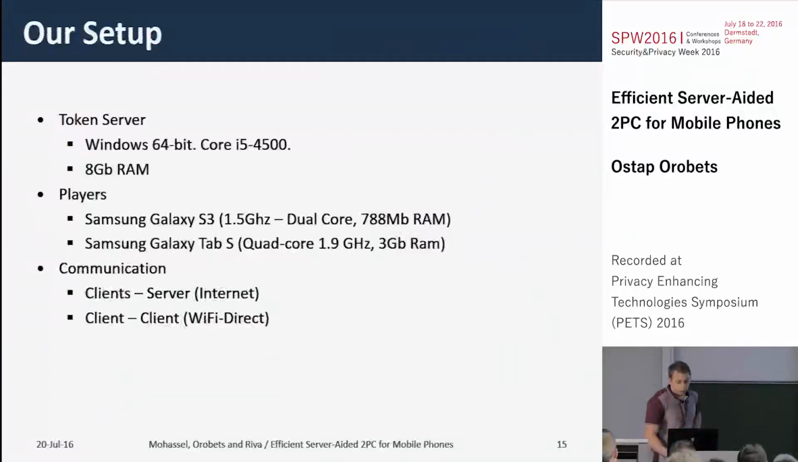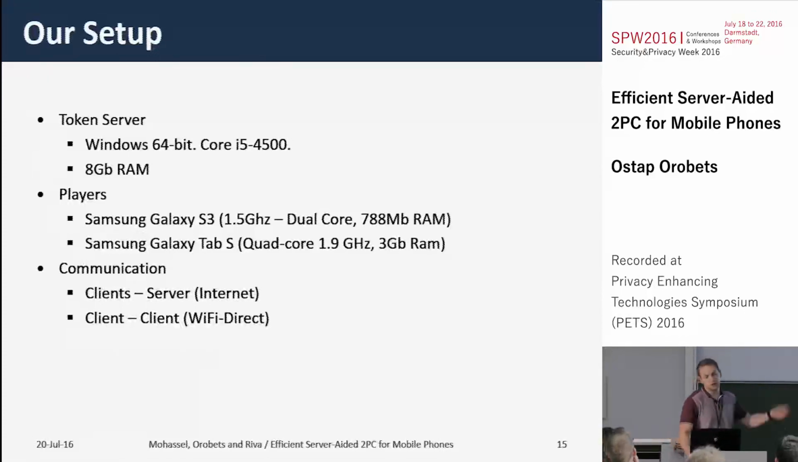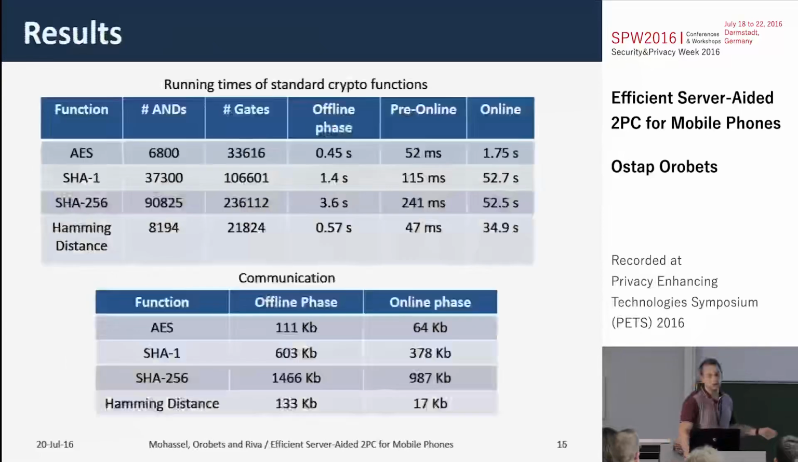Okay. So our setup was pretty simple. We had the token server running on a 64-bit Windows machine, Core i5, 8 gigs of memory, and for players we used a Samsung Galaxy S3, my old phone, and a Galaxy Tab S. We utilized only 1 core, and communication between client and server happened over the internet, and between clients over Wi-Fi Direct. So these are the results that we got.